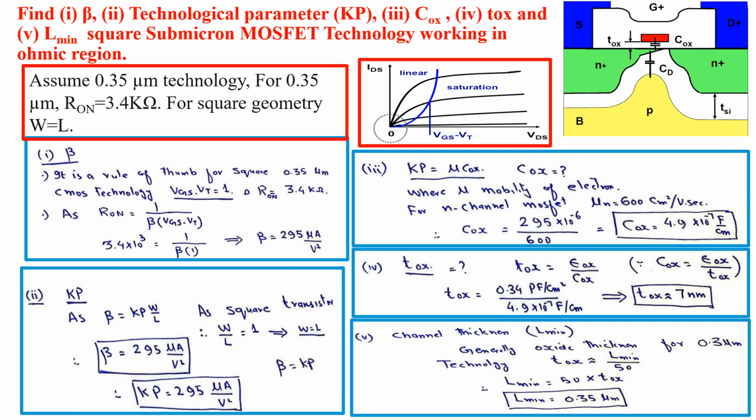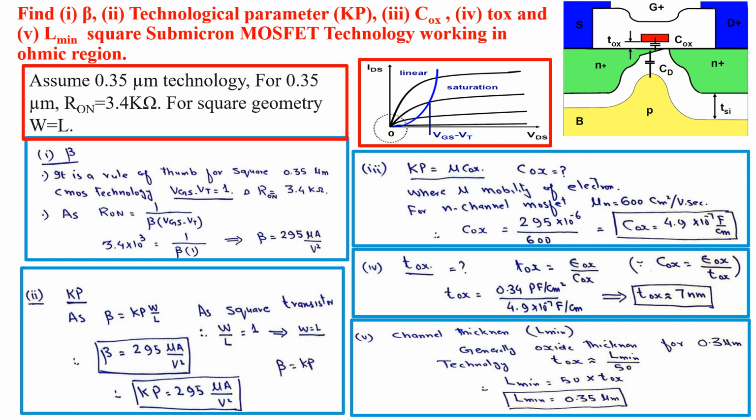Now the next parameter we will determine is Kp, the technological parameter. As we know, when a MOSFET works in the ohmic region, beta is equal to Kp times W over L. Here, because we are using a square MOSFET, W over L is 1 because W is equal to L. So beta is exactly equal to Kp, and the same unit of beta is used for Kp. Kp is also equal to 295 microampere over V square.